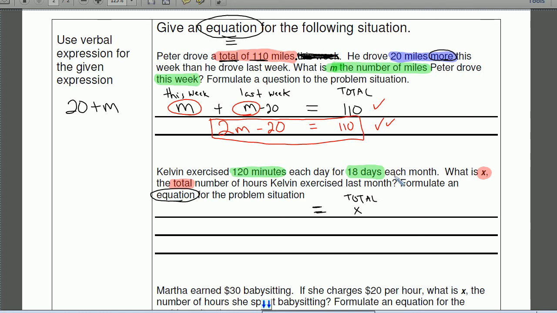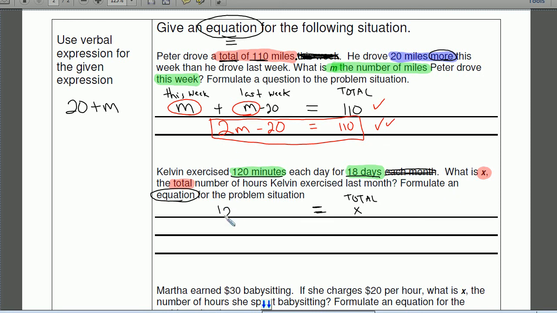Now, when they tell us this information, each month right here, that's extra information, because they don't tell us how many months he did that for. They just told us he did it for 18 days. Now, if they would have said for 18 days each month for a year, then we would have to convert that to 12 months, and then we would have to multiply by 12 so that we can get our answer. But here, all they asked us was 120 minutes each day and 18 days. So this right here we can scratch off because that's extra information.